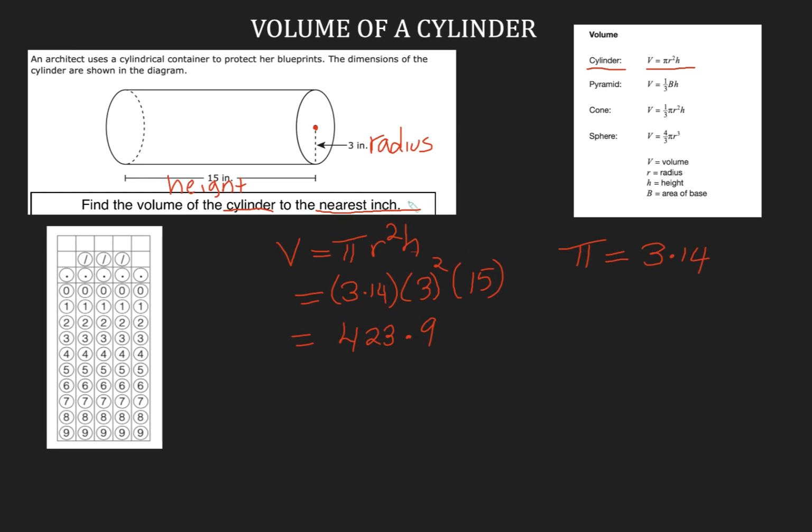The nearest inch means the nearest whole number, or round to the ones or the units place. So the 3 is in your inch place or your whole place. When you look at the digit to the right, it's a 9. So the 9 makes that 3 become a 4. So my answer is 424 inches cubed. Volume is always measured in cubic dimensions. So for us, it's cubic inches.